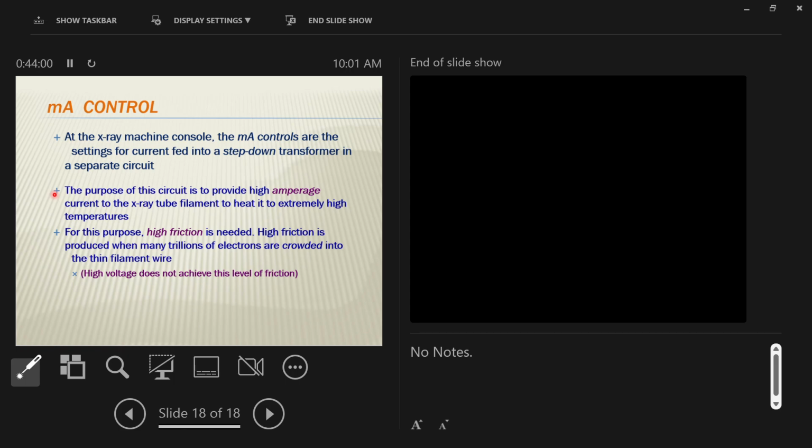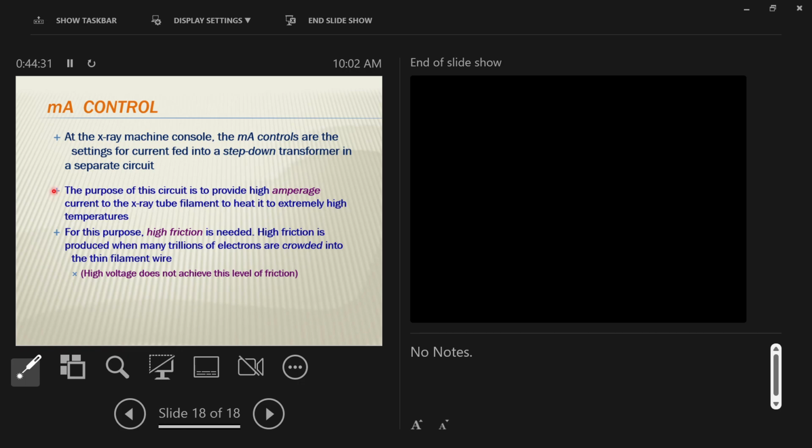Current is the number of electrons. So fast moving electrons, we don't need that many. So high voltage, low amperage. For that reason, we have a setting, not an amperage setting, but a milliamperage setting, okay? Over on our X-ray control consoles, we will access between 50 and 300 milliamps, 50 to 300 thousandths of an amp. So not even a full amp of current.